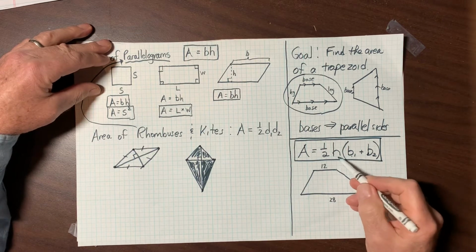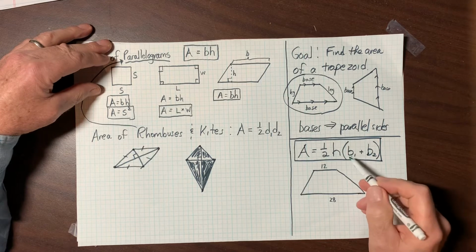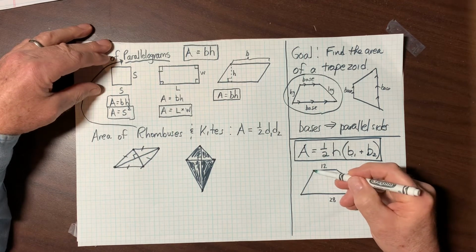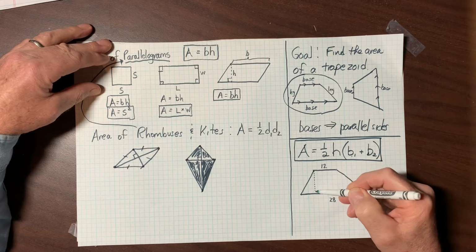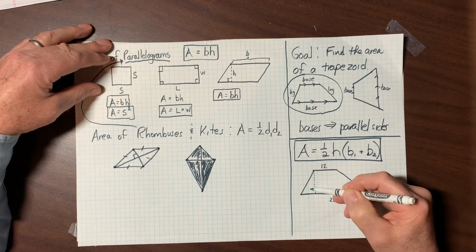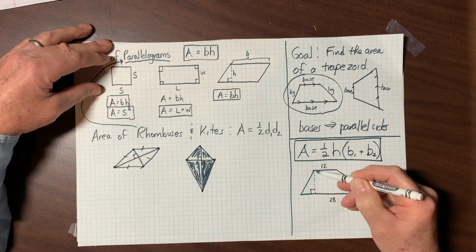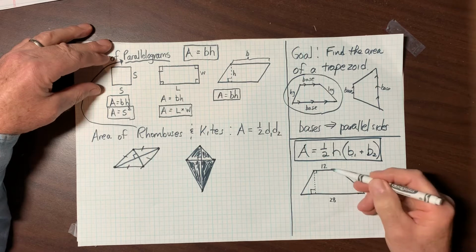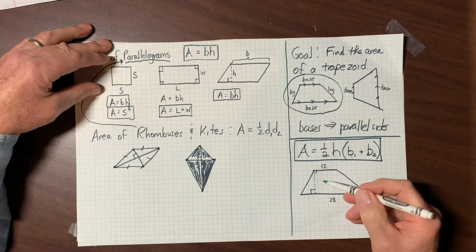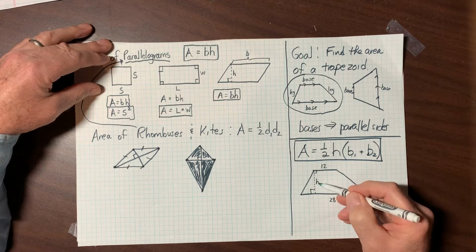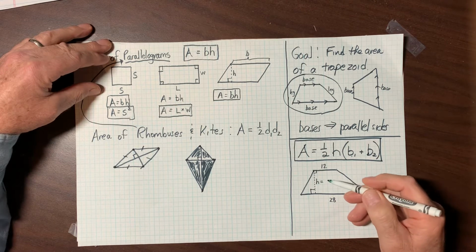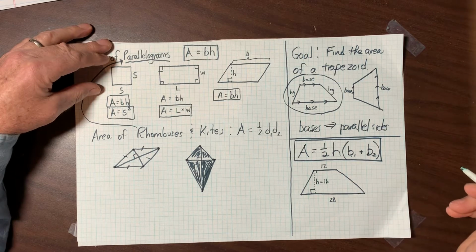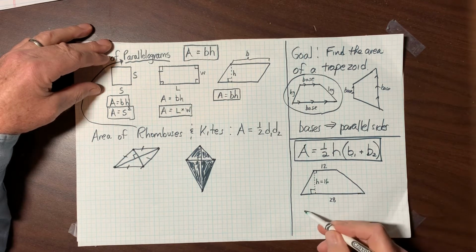H is the height. The height is the perpendicular distance between the two bases. So I'm going to draw in an altitude here. Perpendicular. This has to be perpendicular. It's also perpendicular up here. So the perpendicular distance between the two bases is your height. This is your height. And I'm going to tell you that the height of this thing is 16. And the question is, what's the area?